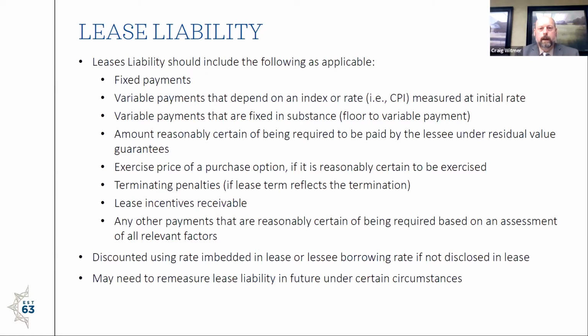So what is included? Well, fixed payments, that's the easiest thing right off the top, those would be included. Just a note here, if you do have variable payments that are dependent on an index or rate, you're going to measure that at the initial rate. If you have variable payments that are fixed in substance and there's a floor to that, those get included. Other types of payments, not going to go through every bullet point here, but other types of payments that you may be paying out, and it's reasonably certain that you're going to do that, residual value guarantees. If you do have a purchase option at the end, not a transfer of ownership, but a purchase option, and you expect to exercise that, you're going to include that in there as well.